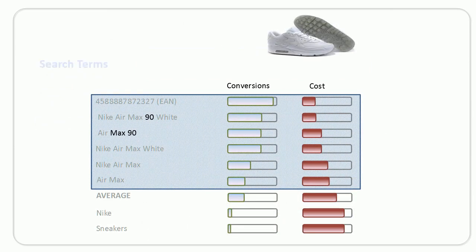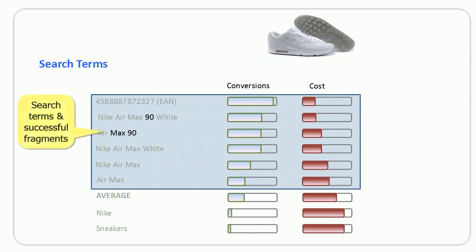So the result of our system is that your product is only shown for the types of keywords that you really want it to be shown, and especially for those search terms that have a very good relation between cost and conversion. Not only do we include exact keywords, for example Nike Air Max would be one of them, but we also include fragments of keywords that have been shown to be successful.